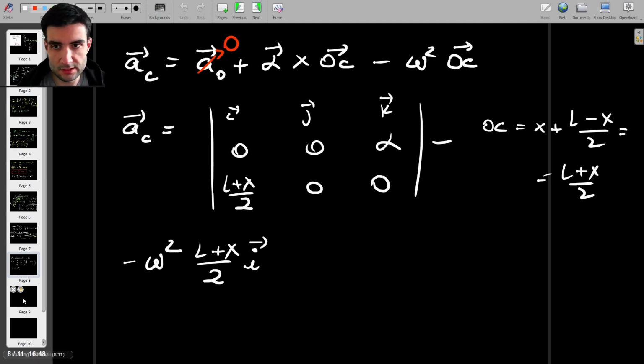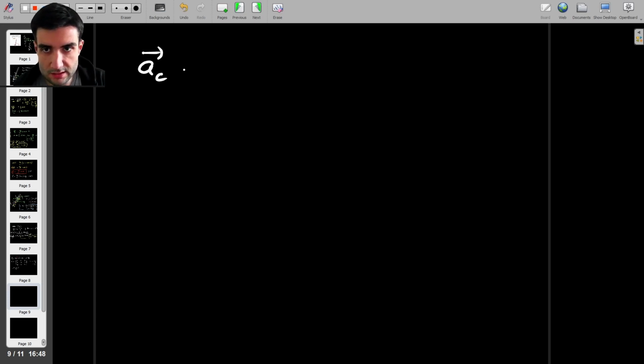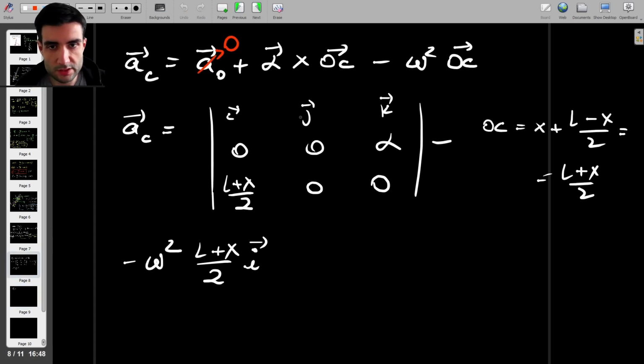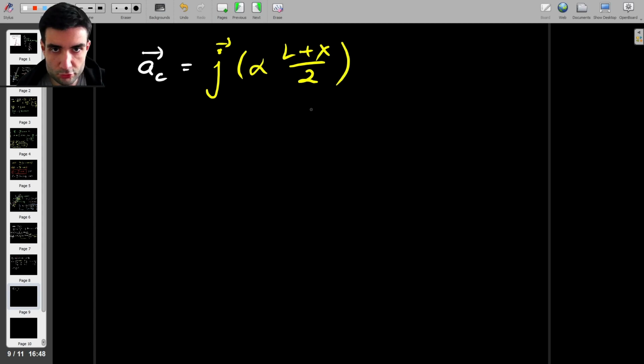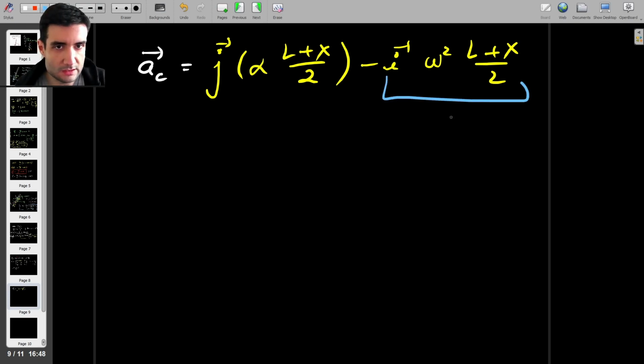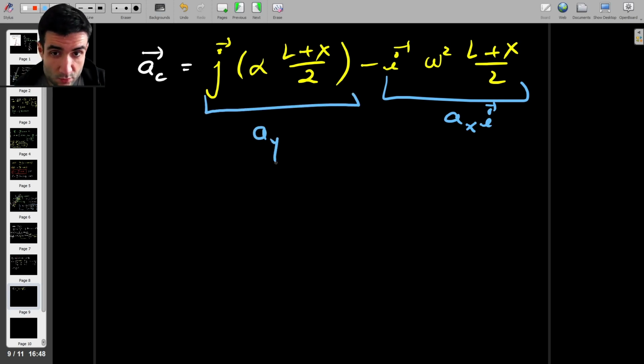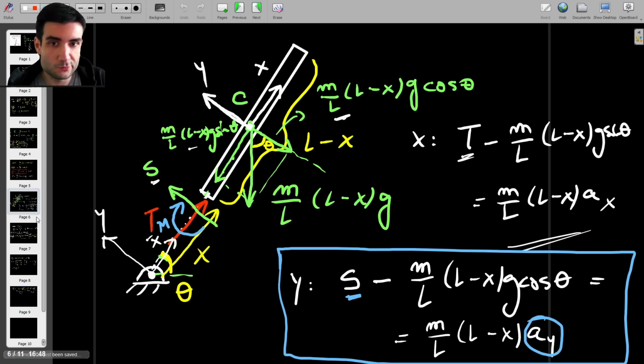Okay, so let's find what a_C turns out to be. It will only have a j component from the cross product, so it will be j multiplied by alpha and then (L plus x) over 2. And then we have minus i times omega squared (L plus x) over 2. Now this part we can ignore because we won't need it. This is a_x times i, and this is a_y times j, and it's a_y we need. Why do we need a_y? Because that's what we require to find the shear force.